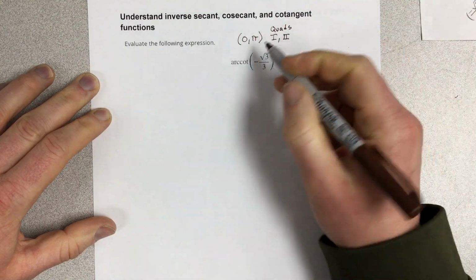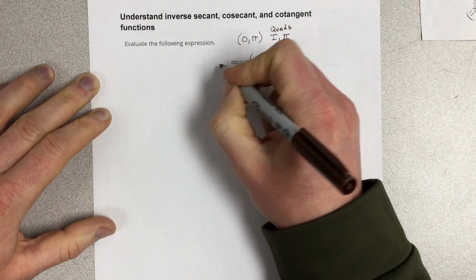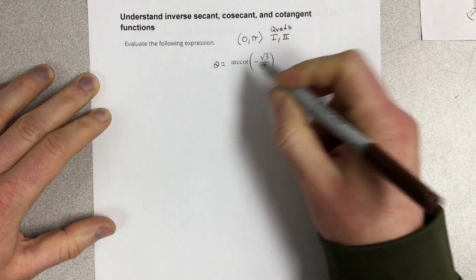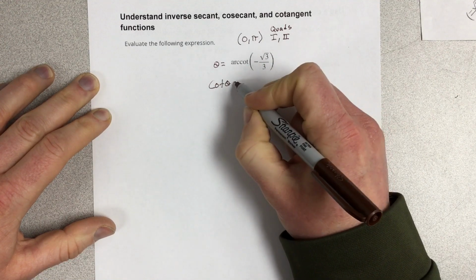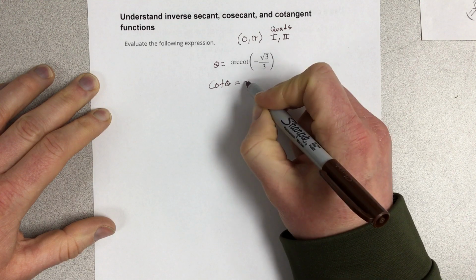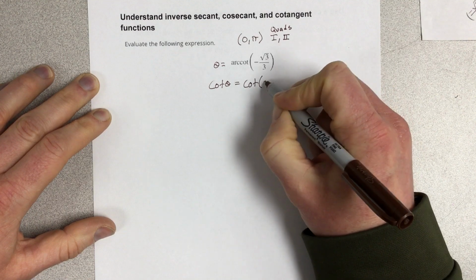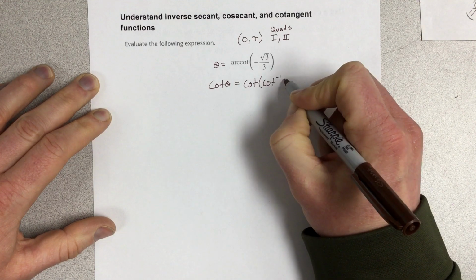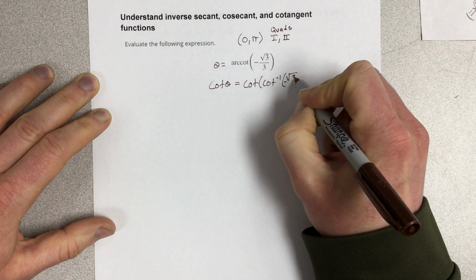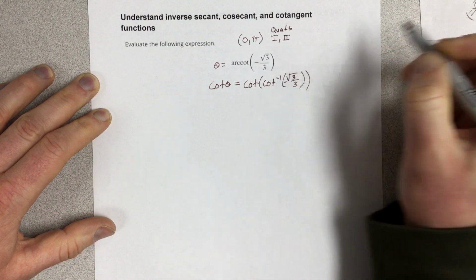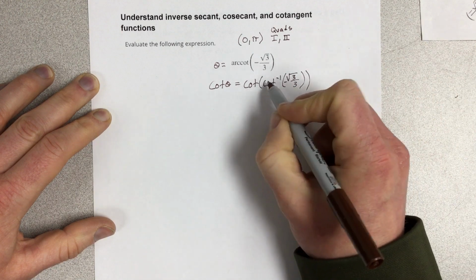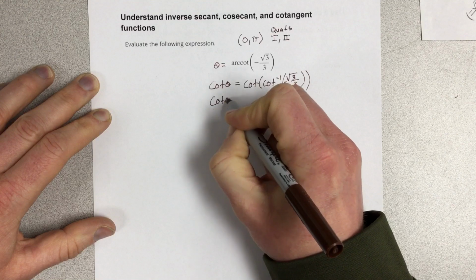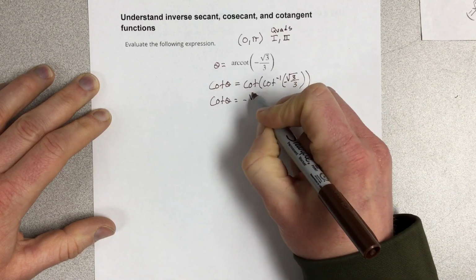So to figure this out, we're going to start by saying theta is equal to arc cotangent of negative root 3 over 3. So that means that when I take the cotangent of each side, cotangent theta is equal to cotangent of cotangent inverse of negative root 3 over 3. Arc cotangent means cotangent inverse. These cancel, and I get cotangent theta is equal to negative root 3 over 3.